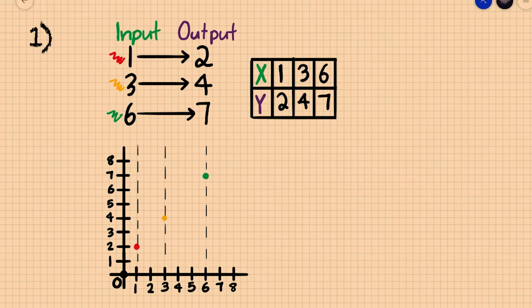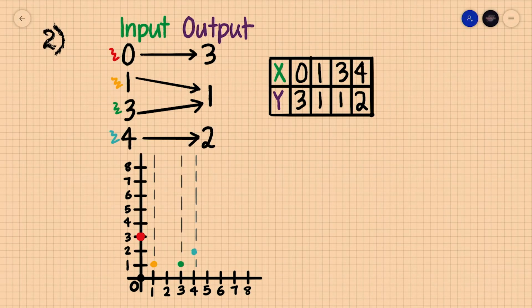When you plot the points, you can just draw lines straight up and down. If there's only one point on the vertical line that you draw, that means it's a function. If there's more than one point on the line though, then that means it's not a function. Because that means that input, that x value, has more than one output, the y value. And that's not allowed, as I said. So if you see just one point on each vertical line, then that means it's a function.